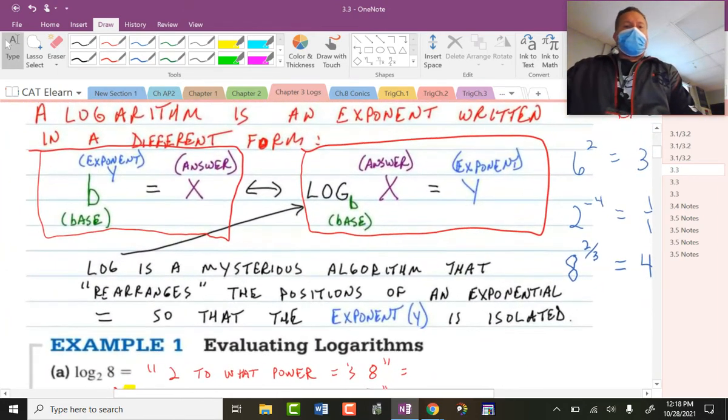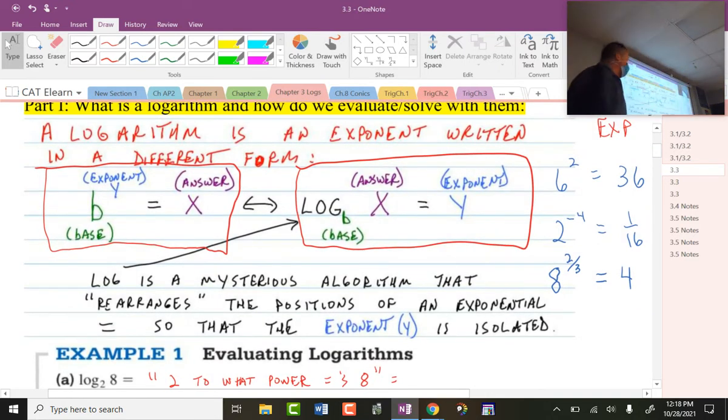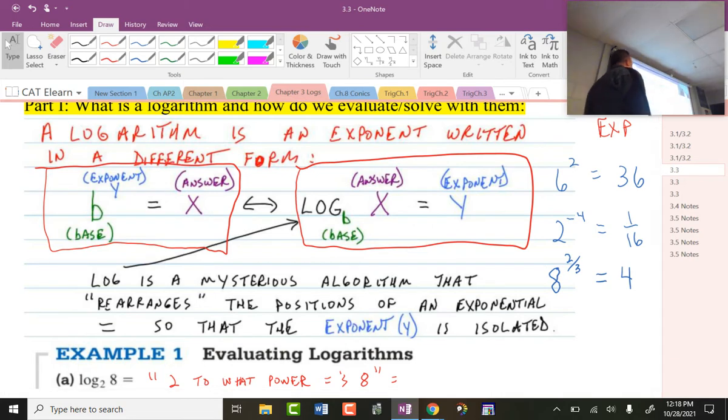Okay, so back to this. I actually literally said that. Log is a mysterious algorithm that rearranges the positions of an exponential equation so that the exponent is isolated.